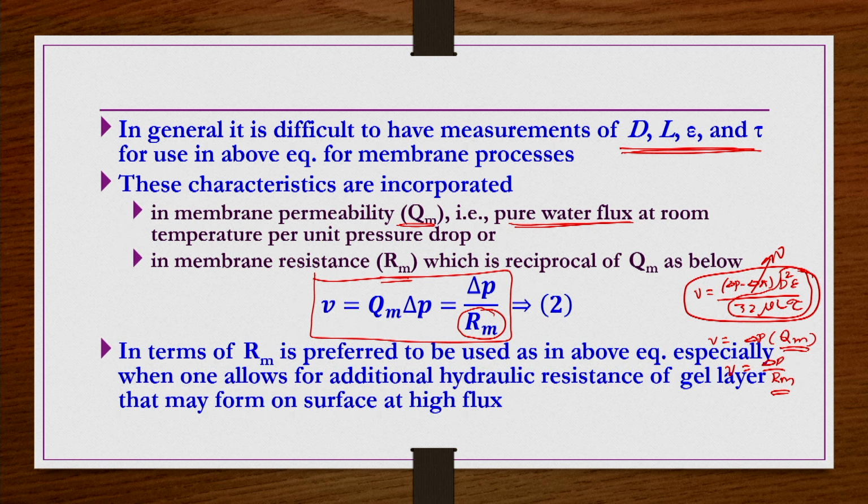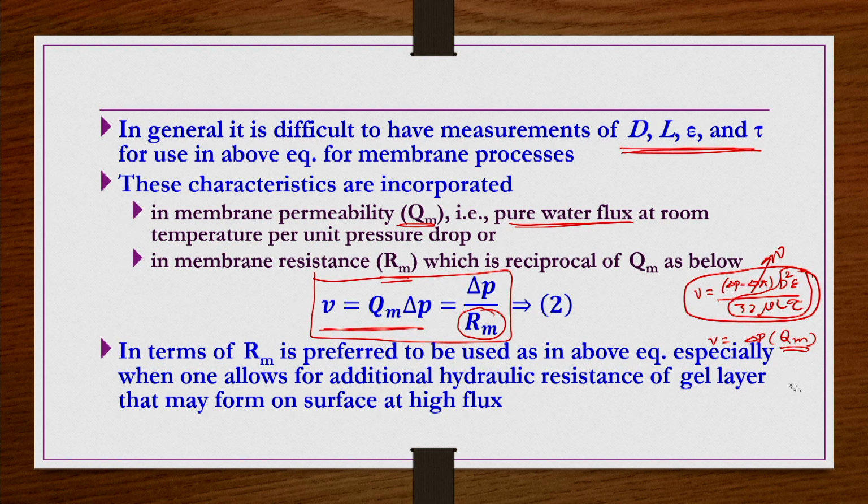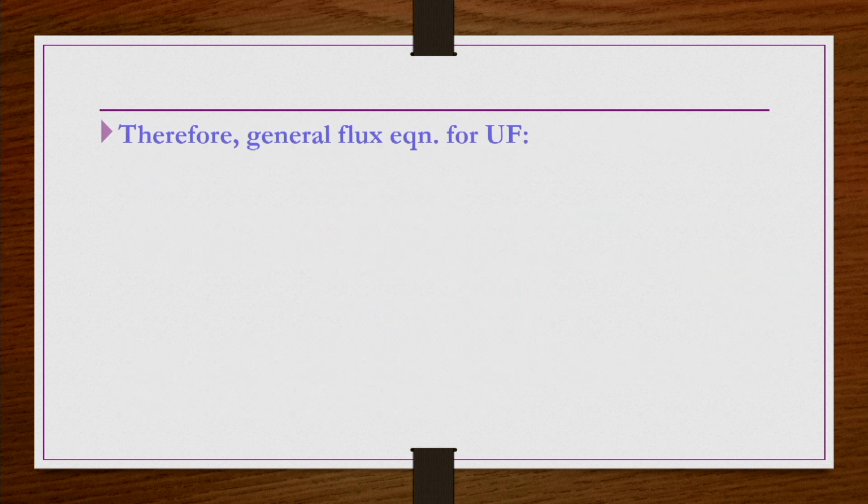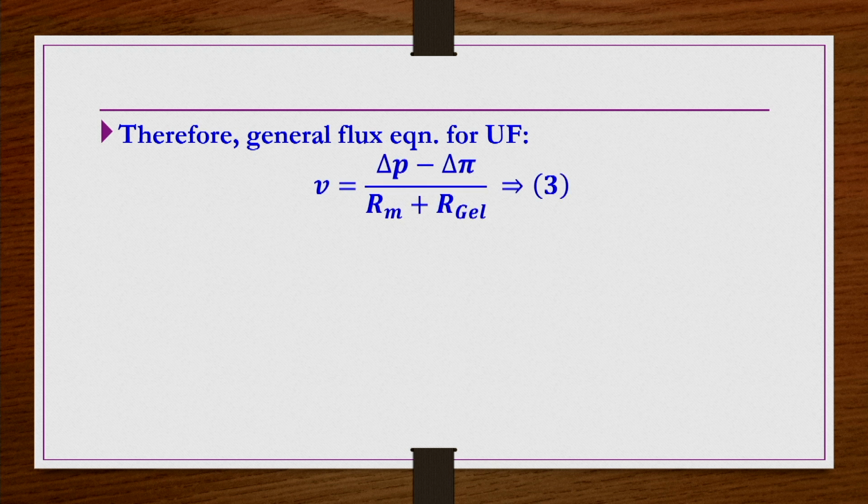Though we can write V is equal to Qm delta P, writing delta P by Rm is going to be more useful, because wherever we have gel formation, those resistances can be easily incorporated if you write in the form V is equal to delta P by Rm. So, what should the generalized flux equation for an ultrafiltration membrane be? It should be V is equal to (delta P minus delta pi) divided by (Rm plus R gel).